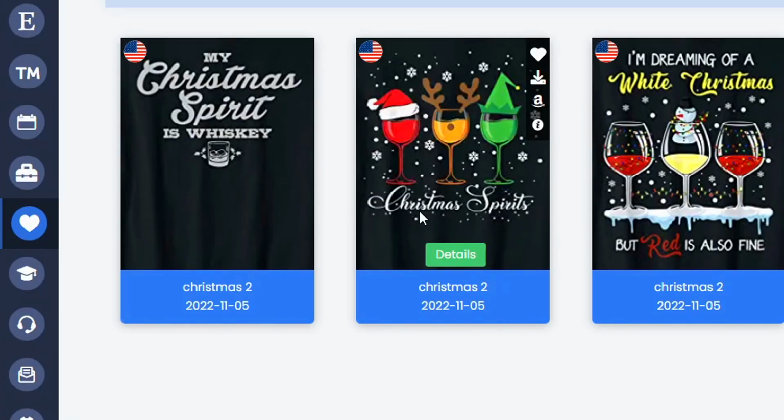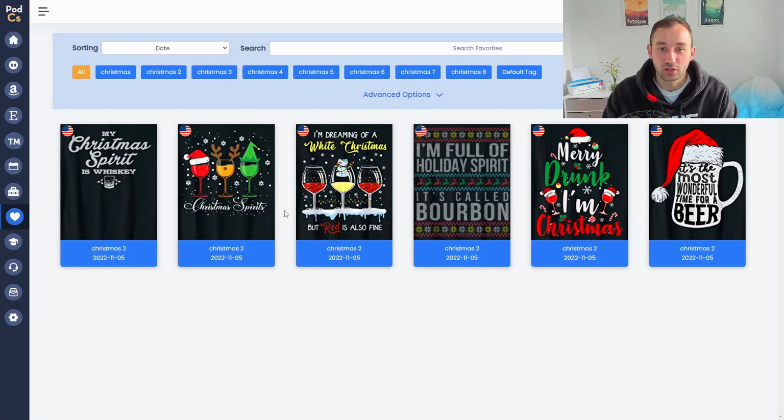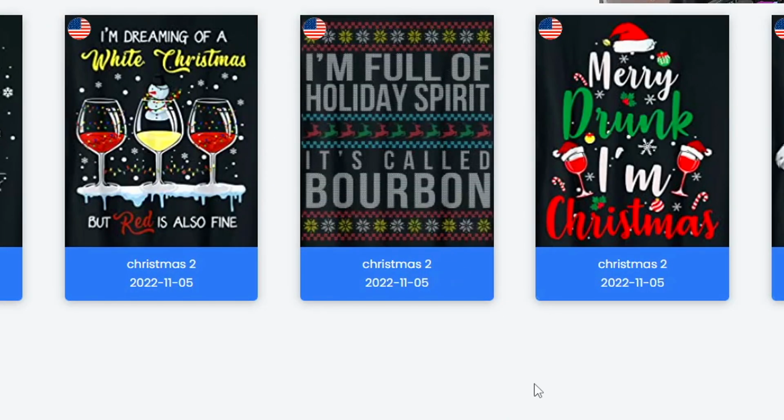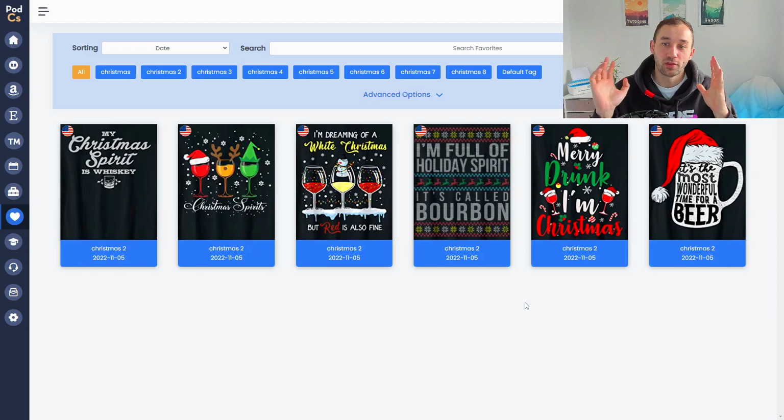I quite like this design as well, Christmas spirits, and then just a different few wine glasses dressed up as an elf and a Santa, a reindeer. So you could maybe make a variation of that design with beer and with whiskey, you know, different types of alcohol, dress them up. This one's quite cool as well. I'm full of holiday spirit. It's called bourbon. Maybe you could make that same sort of design with a different style.